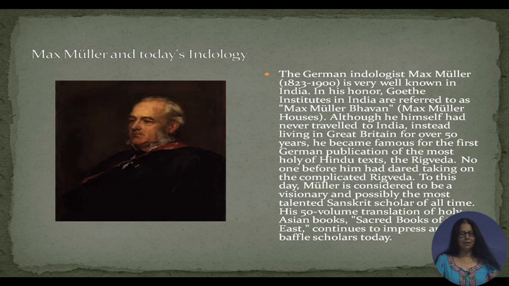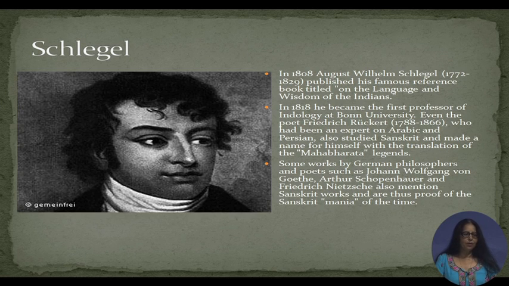And I would like to inform you that the IIT Library has copies of this 50-volume translation of Max Muller's Sacred Books of the East. So, essentially our understanding of the sacred books of the East comes from some of these translations. In 1808, August Wilhelm Schlegel published his famous reference book titled On the Language and Wisdom of the Indians. In 1818, he became the first professor of Indology at Bonn University. Even the poet Friedrich Rückert, who had been an expert on Arabic and Persian, also studied Sanskrit and made a name for himself with the translation of the Mahabharata legends. Some works by German philosophers and poets such as Johann Wolfgang von Goethe, Arthur Schopenhauer and Friedrich Nietzsche also mention Sanskrit words and are thus proof of the Sanskrit mania of the time.